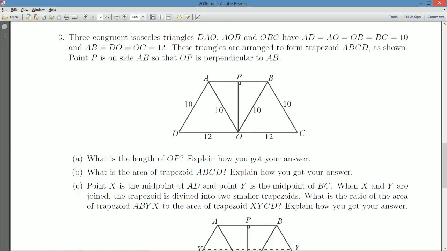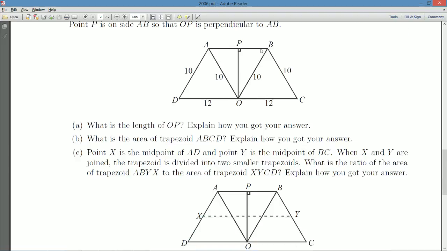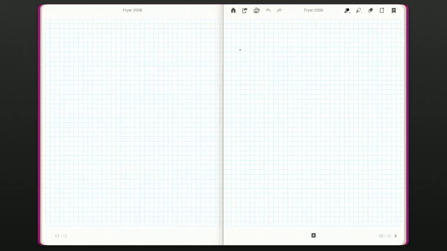Alright, so our questions are likely concerning this arrangement of trapezoids and perhaps another one later on if we're looking ahead. So A, what is the length of OP? Explain how you got your answer. Okay. Well, an altitude for an isosceles triangle, if it hits the side that isn't one of the equal sides, it's definitely going to be perpendicular, and it's going to also be a bisector of length AB. So we can draw ourselves a little bit of a picture, but P is going to split AB in half, is how we're going to solve this one.